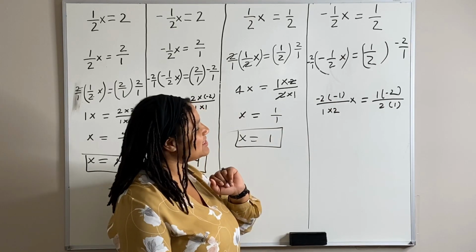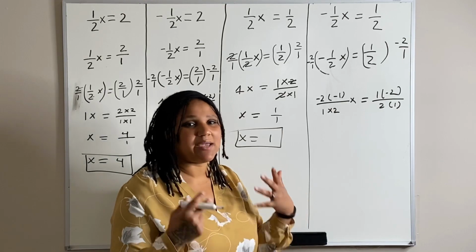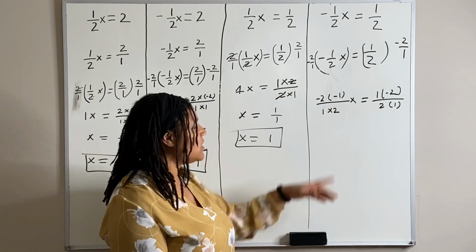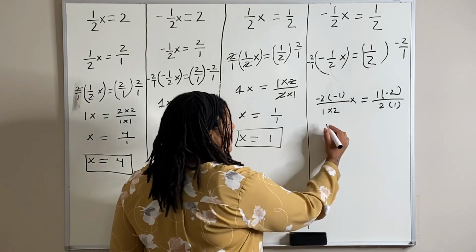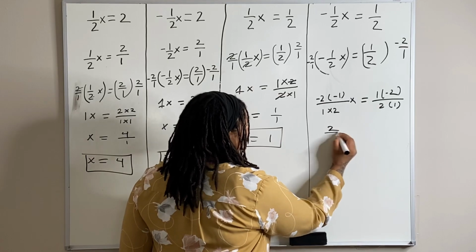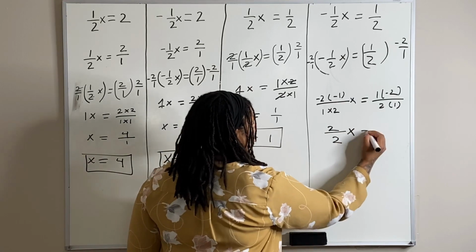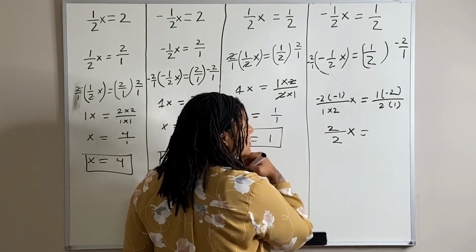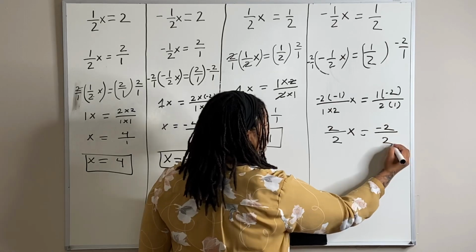So -2 times a -1 gives us a +2. So that means that we can cancel. How about I just go ahead and write out the steps? So that gives us a +2. And of course, 1 times 2 is 2. Keep our x. 1 times a -2 is a -2. And 2 times 1 is 2.